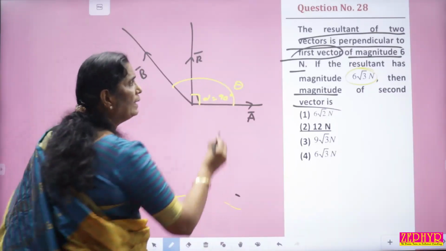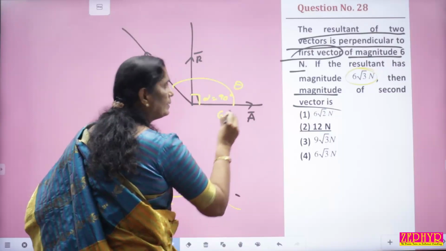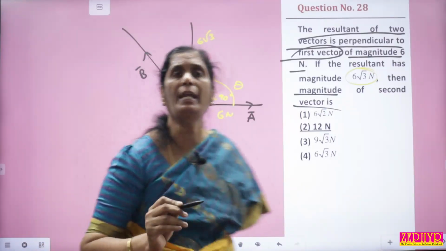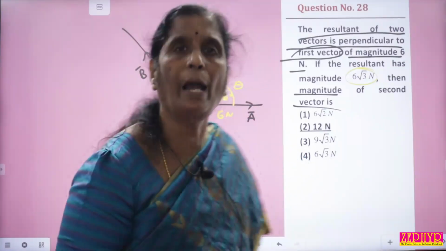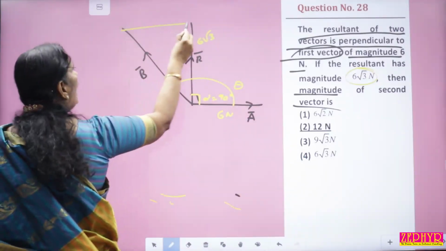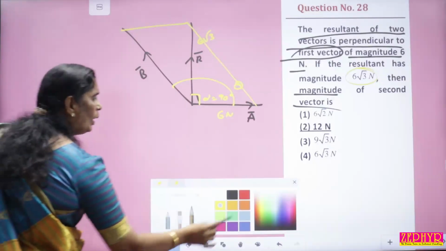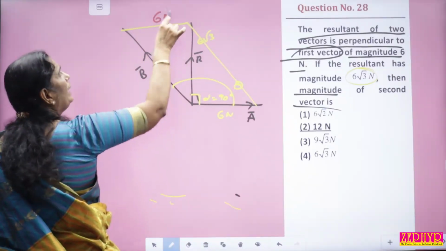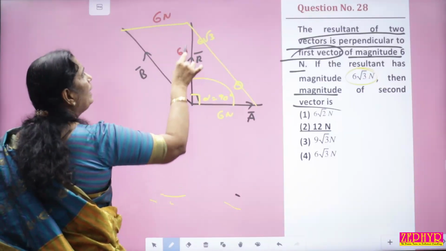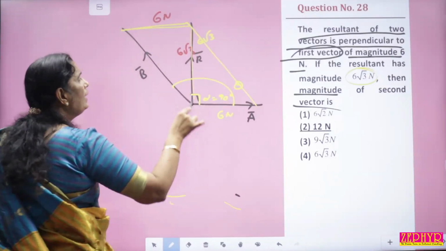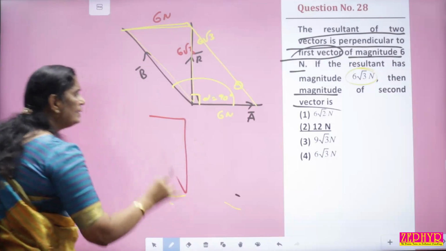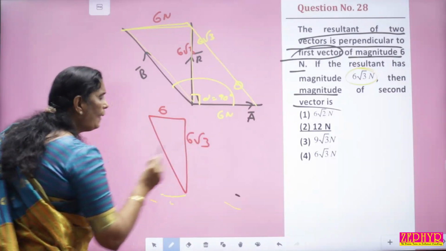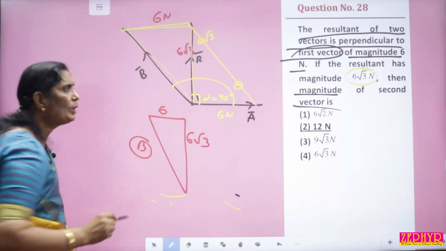Now what is A? 6 newtons. What is R? 6 root 3. I have to find B. So let me complete the parallelogram. When you complete the parallelogram, we'll have it like this. This is 6, therefore this is also 6 only, and this is 6 root 3. Now think about this triangle. This is 6, this is 6 root 3. I want B. What will we do?